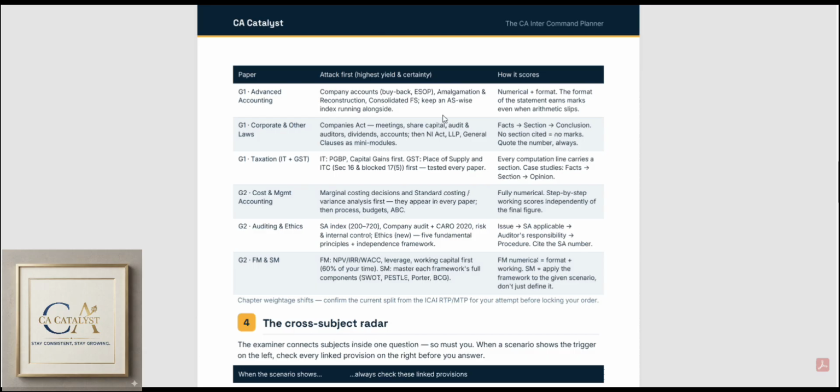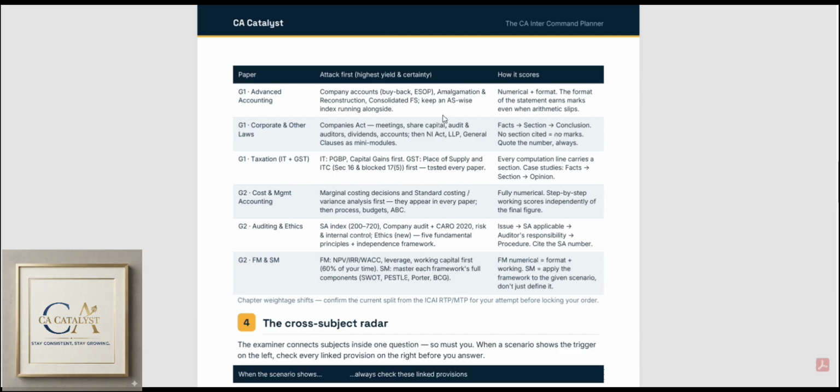So how will this help you score? It will help you score in your numericals, that means in advanced accounting, in the format that you need to write, and the accounting standard reference that you need to write for your assumptions, as well as the working notes. The format of the statement will earn you the mark, even if there is an arithmetic calculation mistake, or the debit is not tallying with the credit. It doesn't matter in CA exams. How you write, what judgment you make, that is what the examiner or the ICAI wants. So arithmetic totaling mistakes or anything, that is okay.